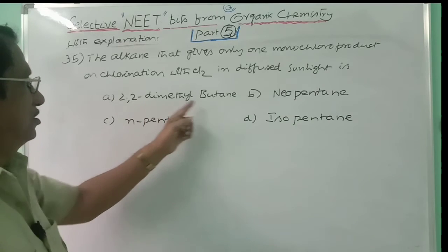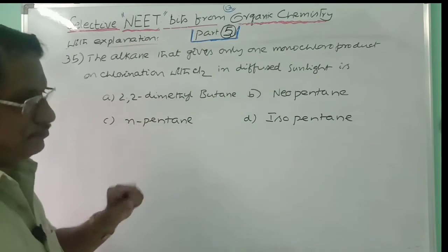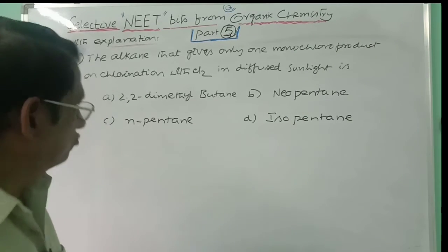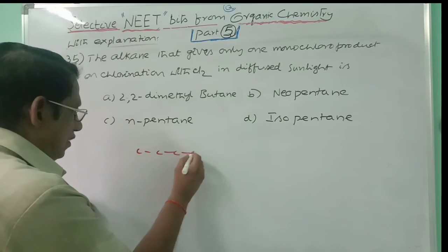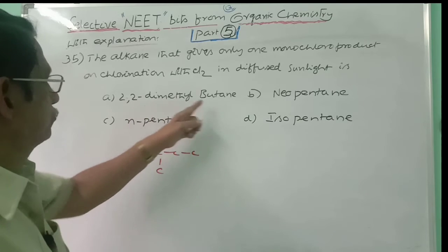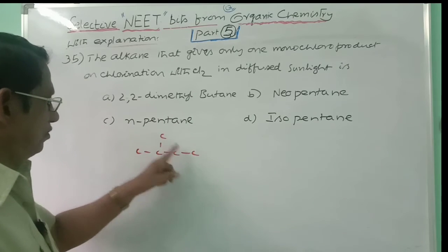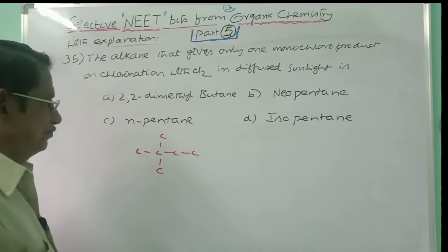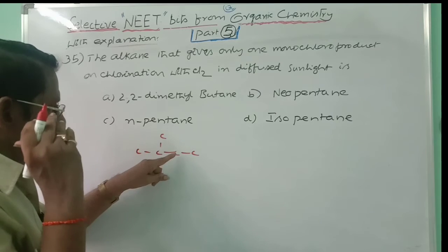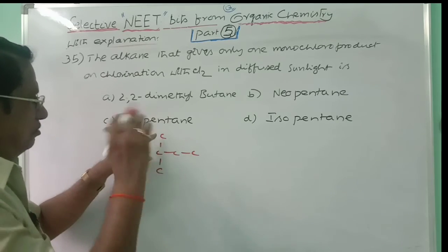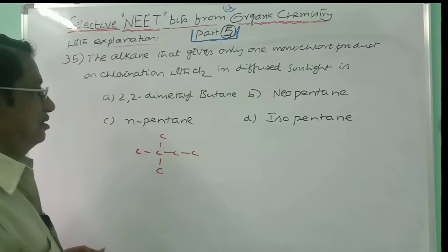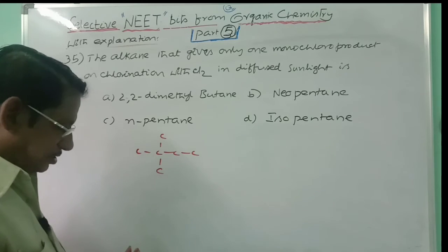2,2-dimethyl butane means this is a butane derivative. 4 carbons, 2,2-dimethyl, 2 carbons. This is 2,2-dimethyl butane. Primary, quaternary and secondary. If you put here 1 chloro, if you put here 2 chloro, if you put here 2 chloro 3 methyl, if you put here 1 chloro 3 methyl or 1 chloro 2 methyl, that means you are getting several isomers upon monochlorination. So here this is not correct.